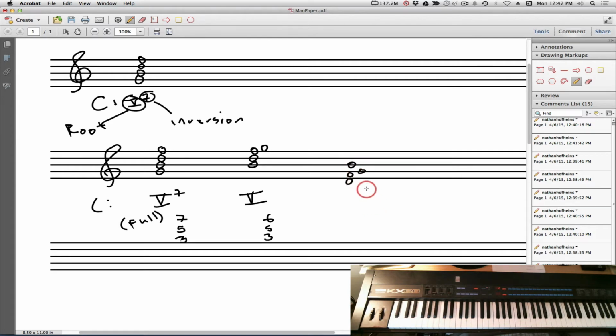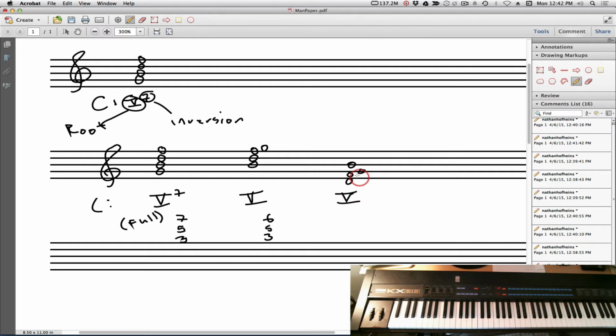Okay, so now this is the same chord, right? It's all the same notes, and then down here we've got the D, F, G, B, all the same collection of notes. We've just ordered them in a different way. The G is still the root, so that's still a 5 chord.